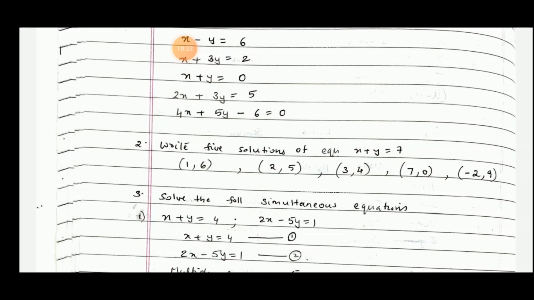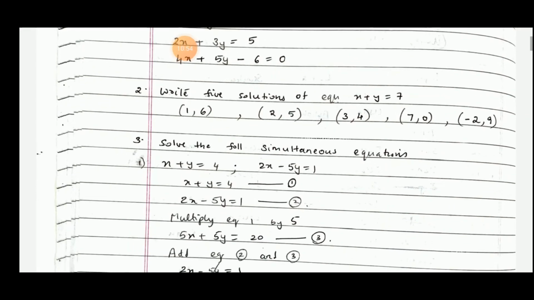Then substitute x is equal to 3. So y will be equal to 7 minus 3, that is 4. Then substitute x is equal to 7. So y will be equal to 7 minus 7, that is 0. Then substitute x is equal to minus 2. So y will be equal to 7 plus 2, that is equal to 9. So thus we see that these are the 5 solutions of this equation. So any value of x you can take and then you can find out the value of y.